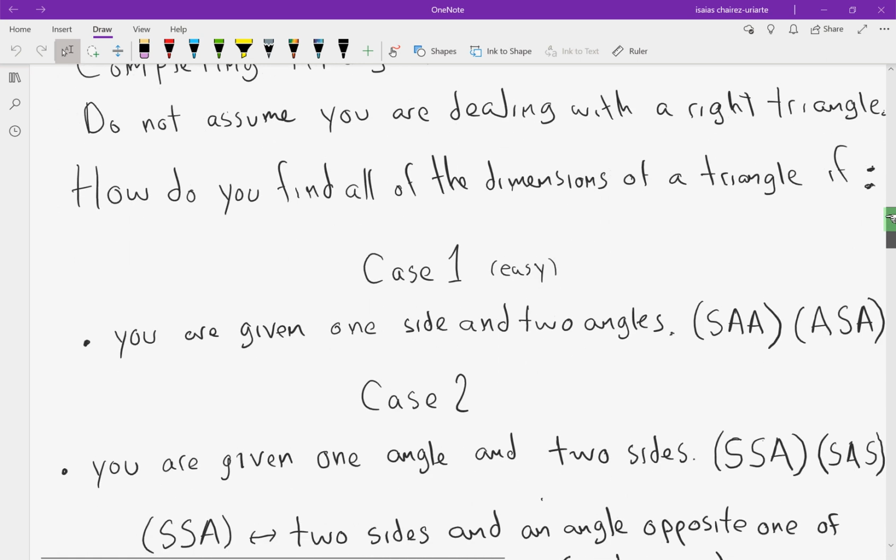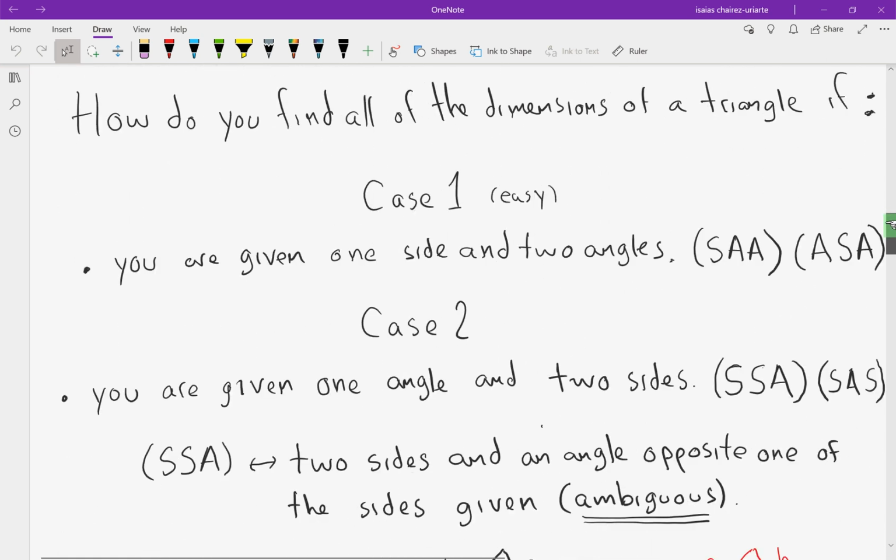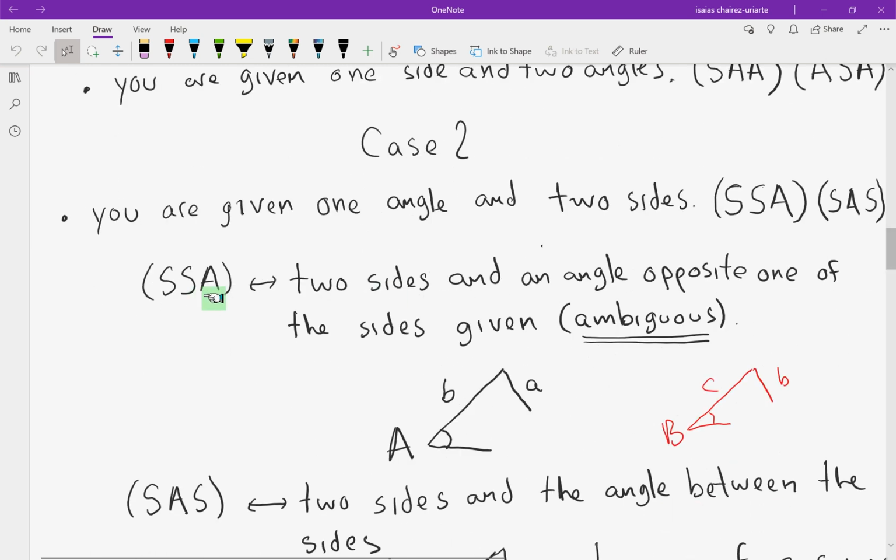Now, how do you find all of the dimensions of a triangle if what you're given is one angle and two sides? There are two ways in which that can happen. One of them is called SSA, and the other one is called SAS. They're a little bit different, and they require different treatment whenever you're trying to solve these triangles. So let's think about SSA. You're given two sides and just one angle, but the way this works is that you're given an angle opposite one of the sides given.